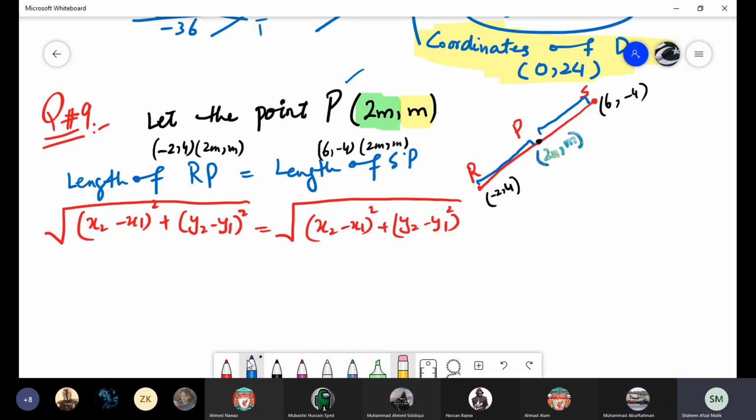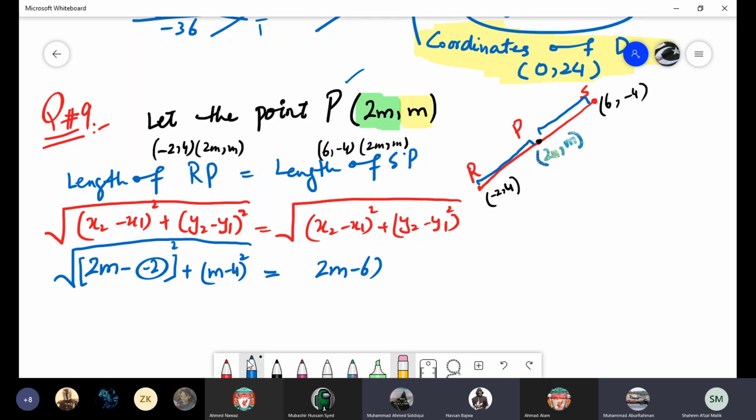It will be easy. So m times 2 minus 4, whole square. 2m minus 6 whole square, plus 2m, m minus 4, whole square. And the square root is equal to, here x2 minus x1, 2m minus 6. Then it will be m minus minus 4, m minus 4, m minus minus 4.